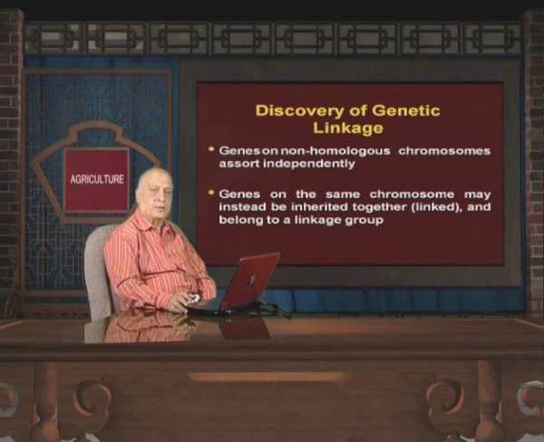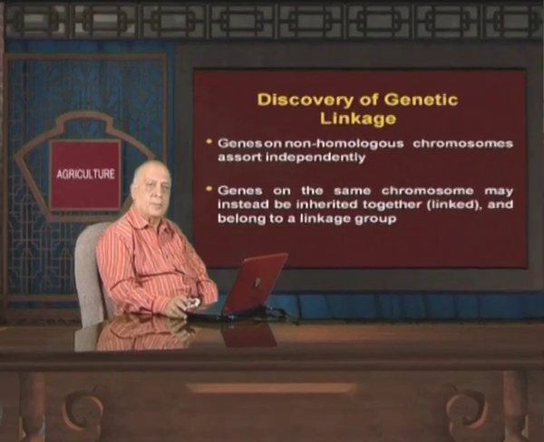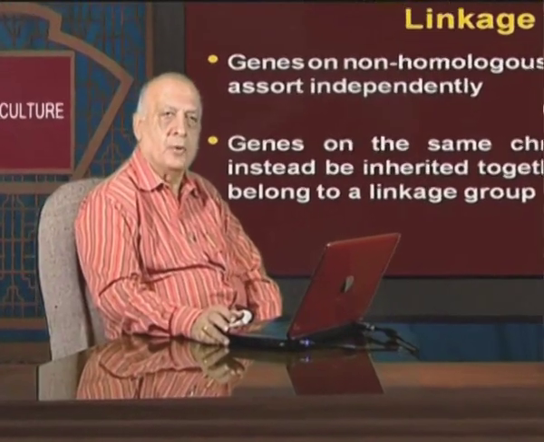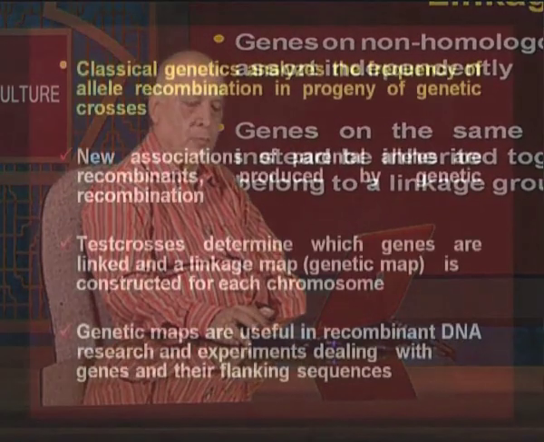These characters may be linked and therefore do not assort independently, and ultimately we do not find exactly the same ratios which were proposed by Mendel. This situation is known as linkage, and because a large number of genes are present on the same chromosome, the chromosome is also known as a linkage group.